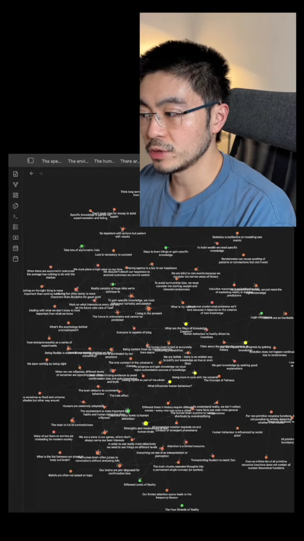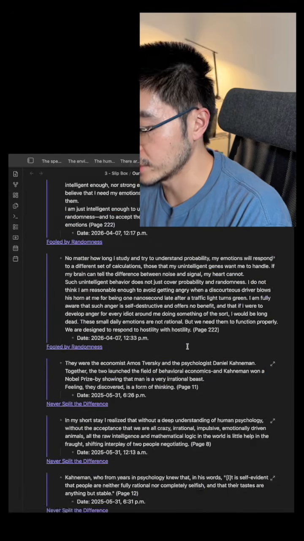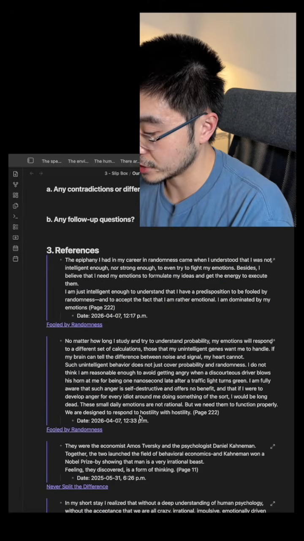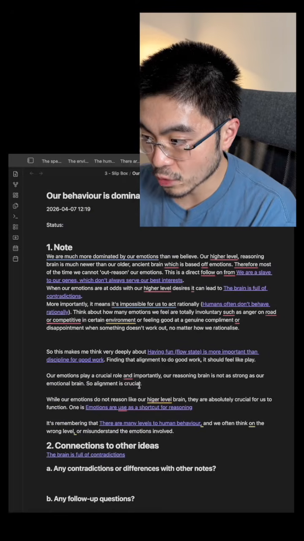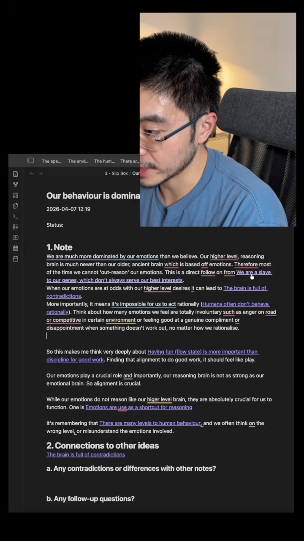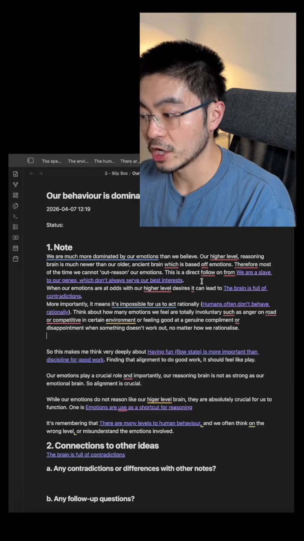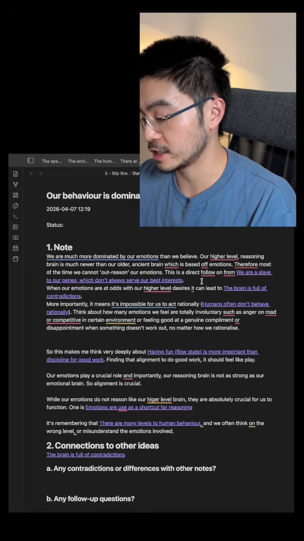So earlier today I was doing some reading and I made this note: our behavior is dominated by our emotions. And subsequently I did a lot of elaboration on these notes, basically putting it in my own words and connecting with different ideas. So these purple sentences are actually links and connections to different notes. And then I do my best to connect it to all of the different ideas within my second brain, or entire lattice network of knowledge.